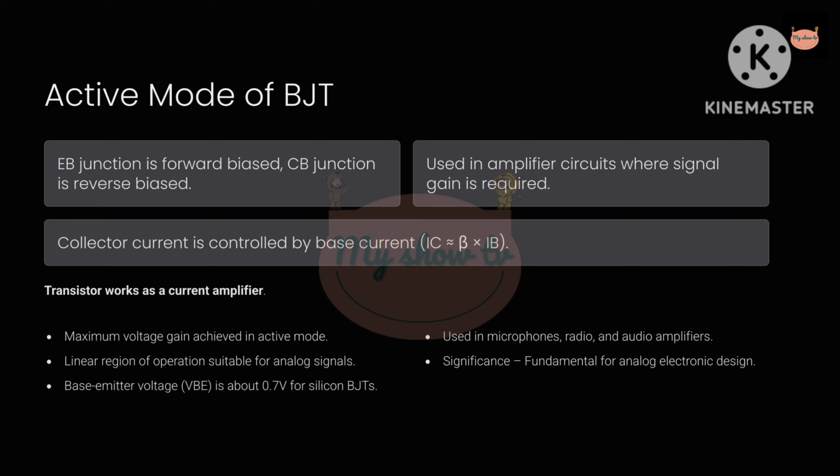IC equals beta times IB, where beta is the current gain of the transistor. The base emitter voltage, VBE, is typically around 0.7 volts for silicon transistors. When this voltage is applied, the transistor turns on in active mode and starts amplifying the input signal. This mode is used in audio amplifiers, signal boosters, and analog circuit designs. Significance: active mode is the backbone of analog electronics because it enables signal amplification.